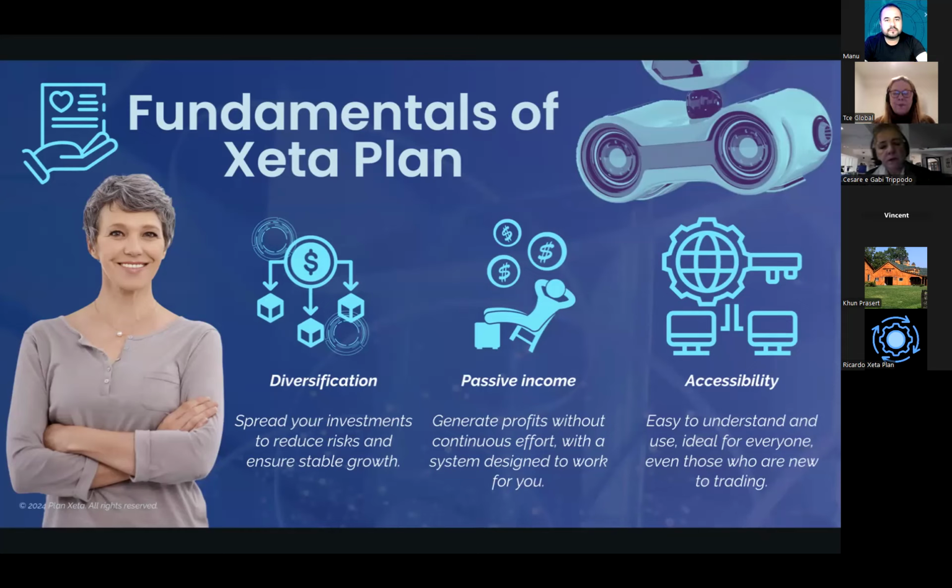The next one is passive income, which is generating profits without continuous effort. It is a system designed to work for you. You set it up once and you're good to go. The next one is accessibility. It is very easy to understand and it is ideal for everyone. It doesn't matter if you're a beginner or an expert in trading. Everyone can use this system.